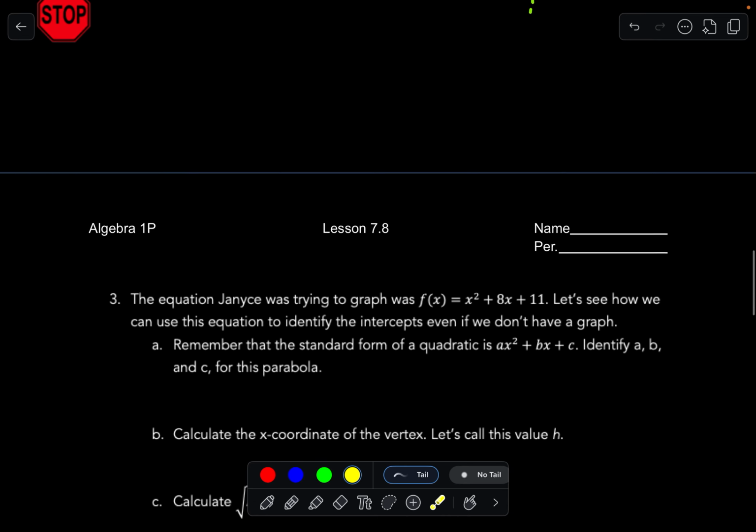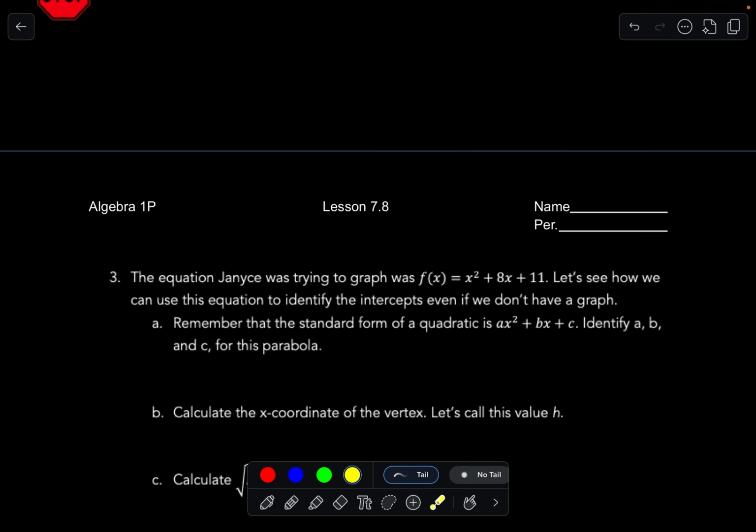Now, the equation Janice was trying to graph was given by this. F of x equals x squared plus 8x plus 11. Let's see how we can use this equation to identify the intercepts even if we don't have a graph. Remember that the standard form of a quadratic equation is ax squared plus bx plus c. You have to remember that because you need to know what a is, what b is, and what c is.